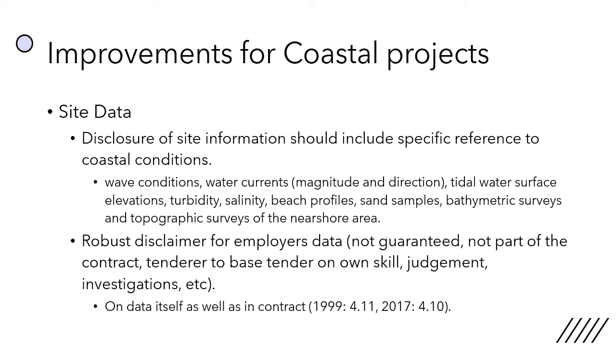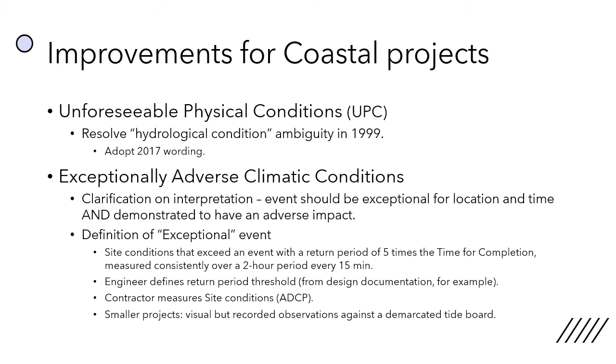The improvements that can be made to coastal contracts. In the site data clause, disclosure of all site information, which includes specific reference to all of the coastal conditions that we are familiar with. I've listed a couple below. And there should be a robust disclaimer for the employer's data, both in the data itself as well as in the contract wording in 4.11 or 4.10, as the case may be. In the unforeseen physical conditions clause, resolve the hydrological condition ambiguity in the 1999 version. I'm sufficiently confident that the 2017 wording is quite robust, and it's an easy switch out for 1999 users.